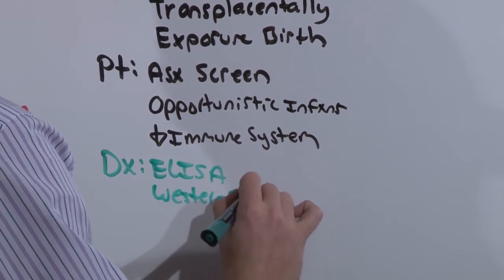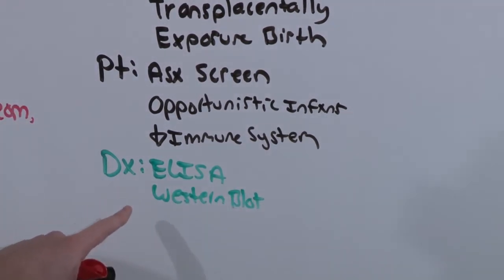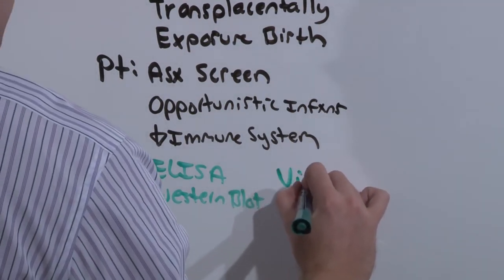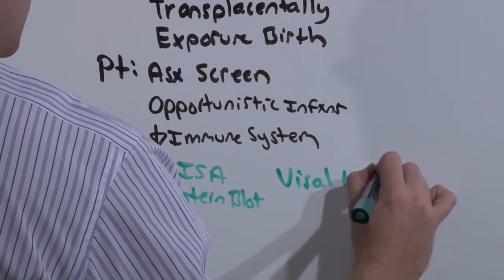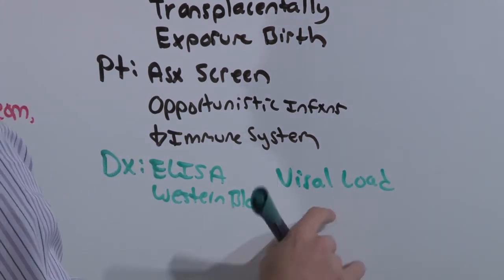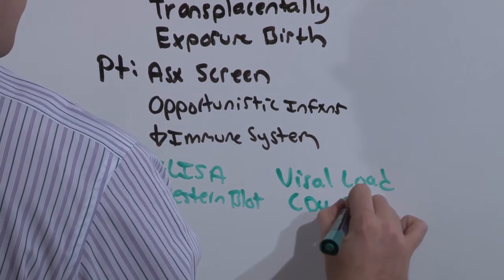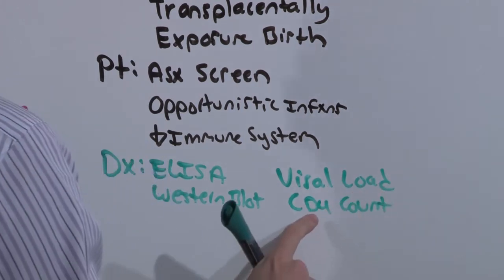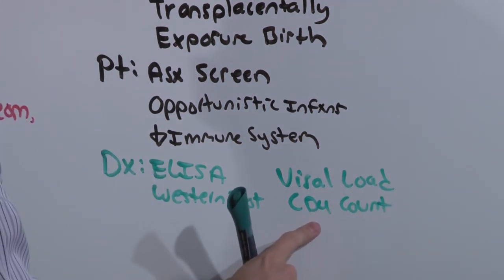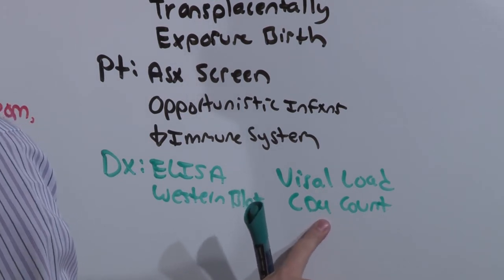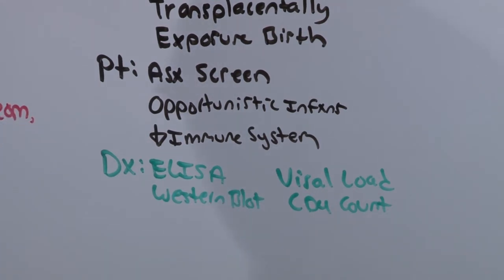Once the diagnosis is certain, what you want to do is figure out where mom is at in regards to her disease. You have to get a viral load. The higher the viral load, the more likely she is to shed virus into baby. And a CD4 count. The CD4 count tells you what mom is at risk for getting infected with. If you have a CD4 count of 200, you have AIDS.